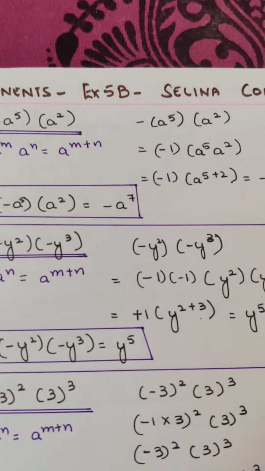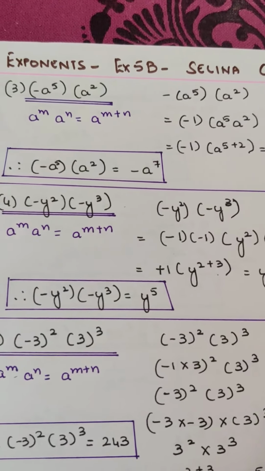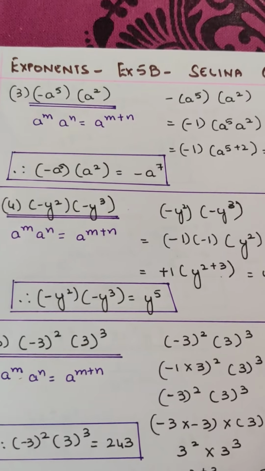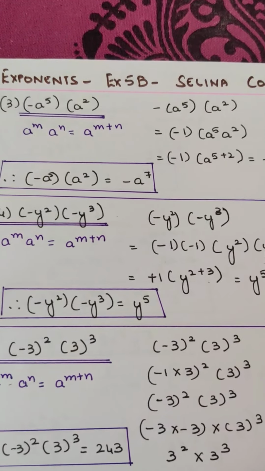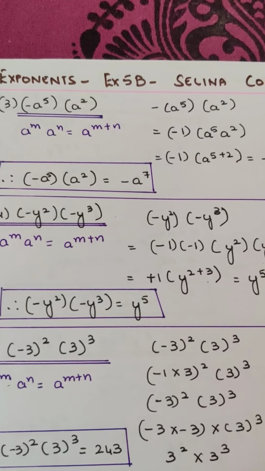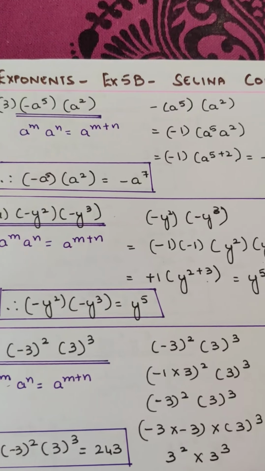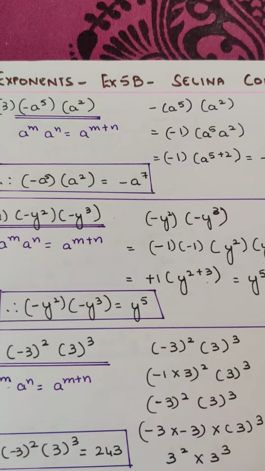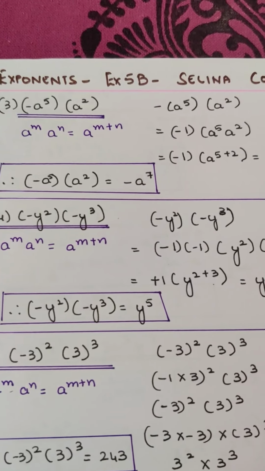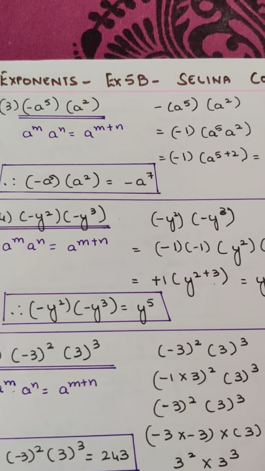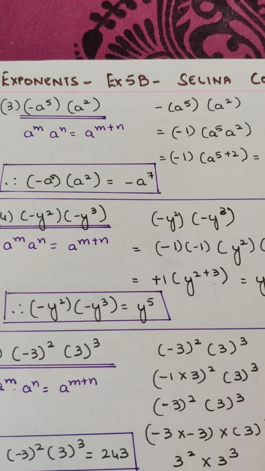Next one is the third sum. Minus a to the power of 5 into a to the power of 2. So let's take the minus sign outside. So minus into a to the power of 5 into a to the power of 2, that is nothing but minus 1 into a to the power of 5 into a to the power of 2. Again simple product law. a to the power of m into a to the power of n is equal to a to the power of m plus n.